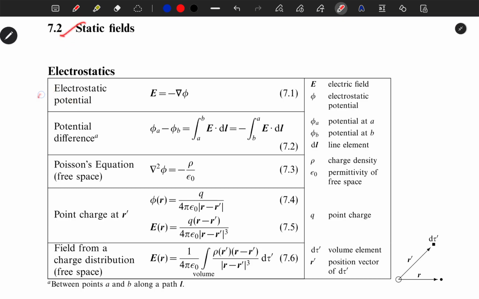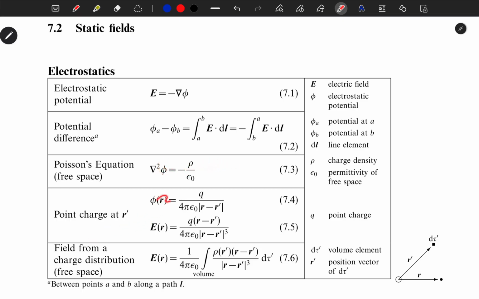Static field, electrostatic potential: E equal to minus nabla phi. Potential difference phi A minus phi B equal to integral of E dot dl from A to B. Poisson equation: nabla squared phi equal to minus rho by epsilon.